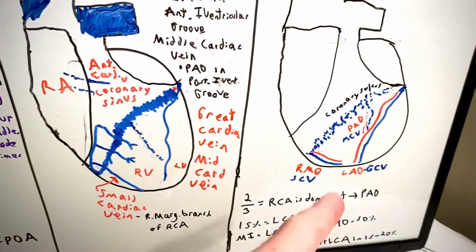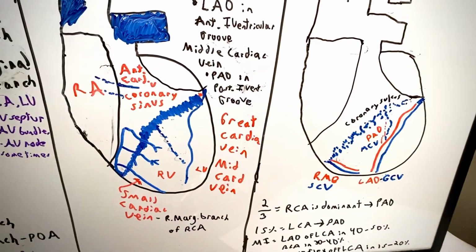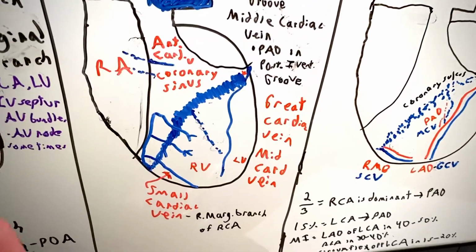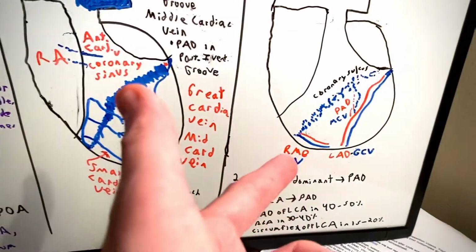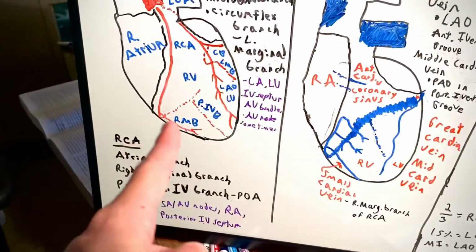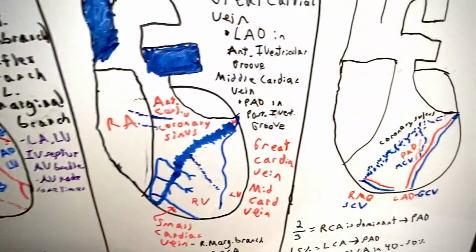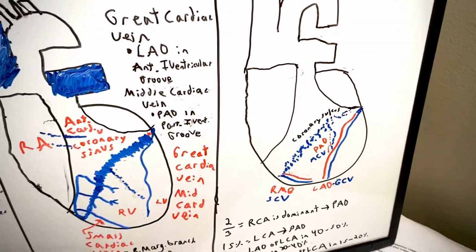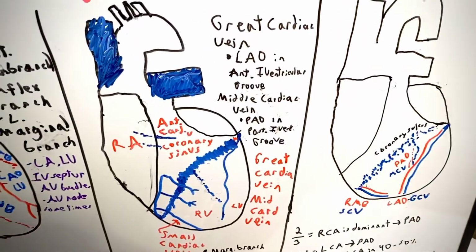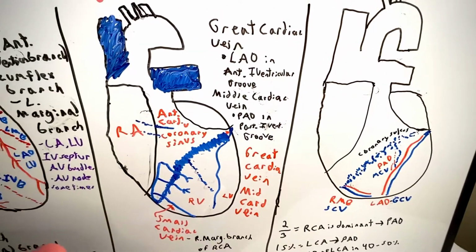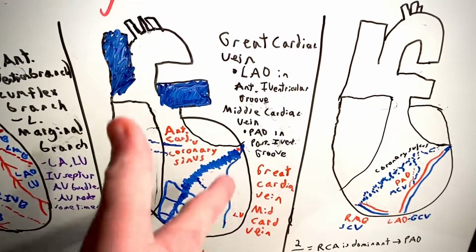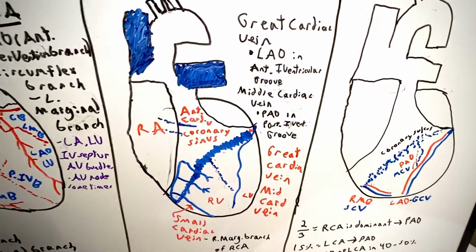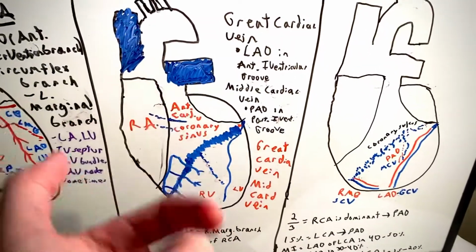We're going to talk about these in relationship to the arteries as well. The small cardiac vein will run with the right marginal branch of the RCA, and that we saw right here. So they'll run together. So, good association to have. So we talked about the great cardiac vein, middle cardiac vein, small cardiac vein, coronary sinus, and the anterior cardiac veins.